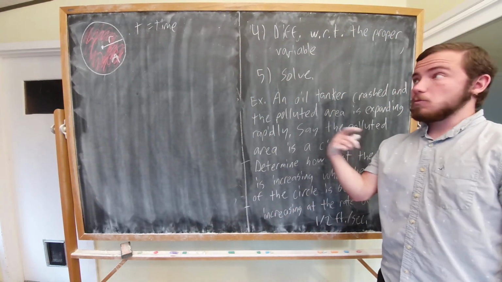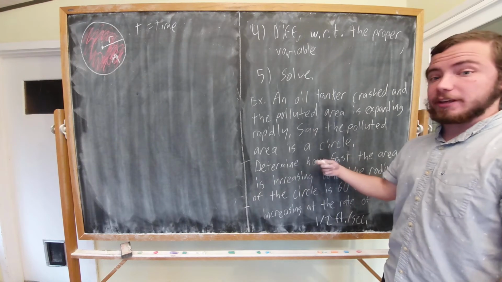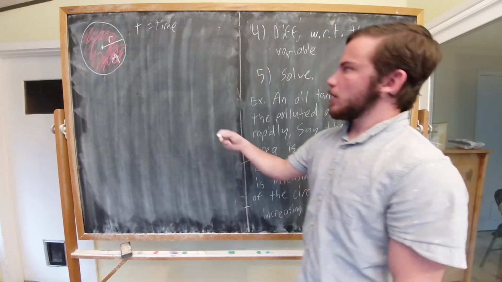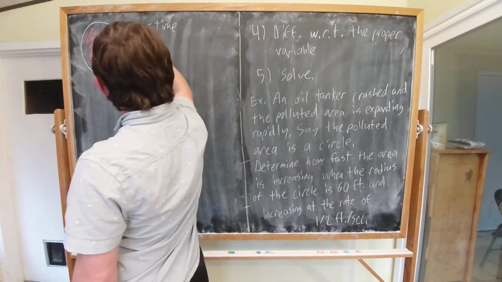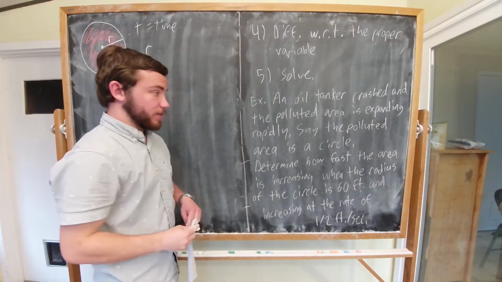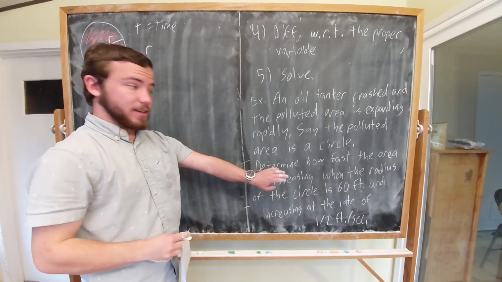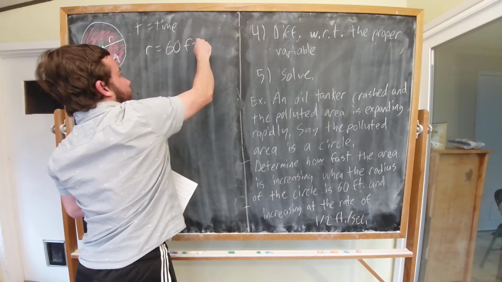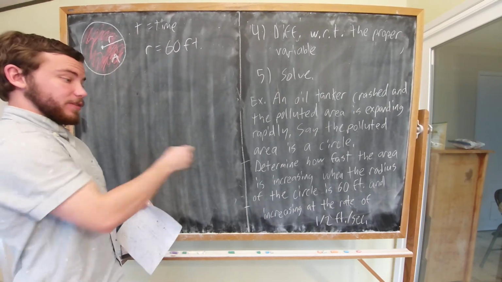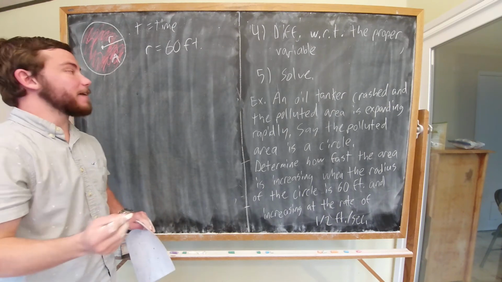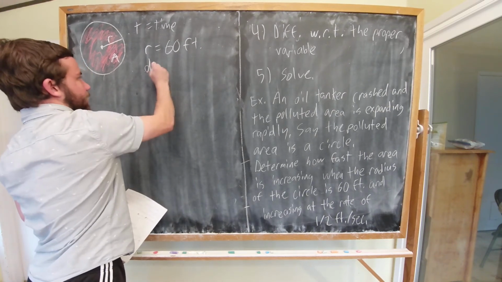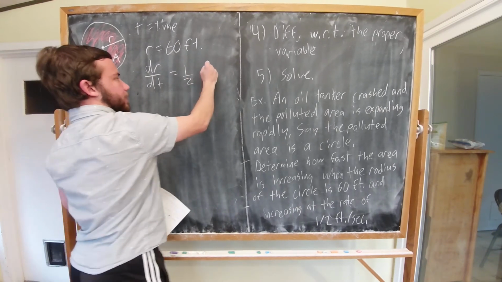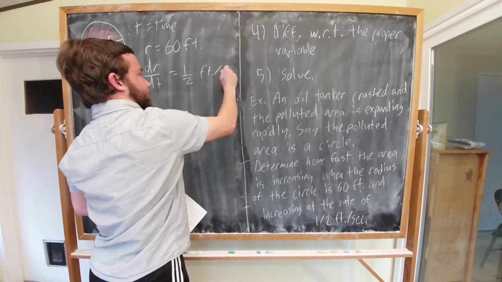Let's solve the problem. We're going to establish all the relationships we have with our variables and see what information we have. Well, we know that in this situation, the radius is 60 feet. And we also know that the radius is increasing at the rate of half a foot per second. In math terms, that means dr/dt equals 1/2 feet per second.